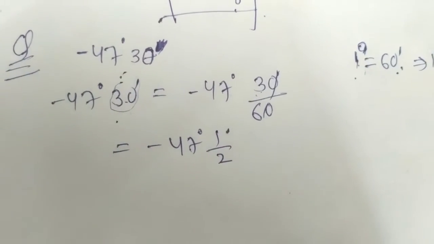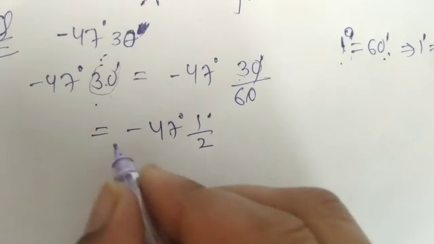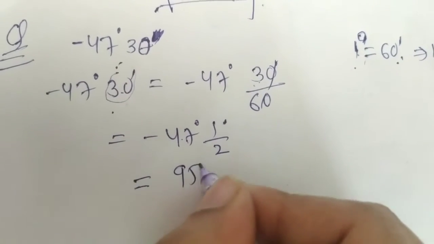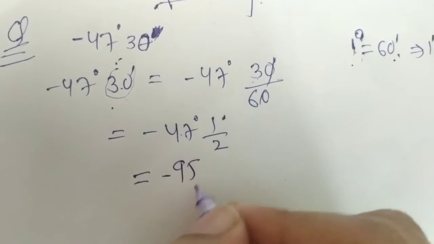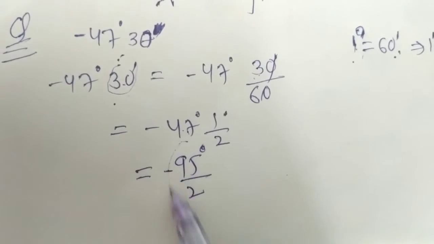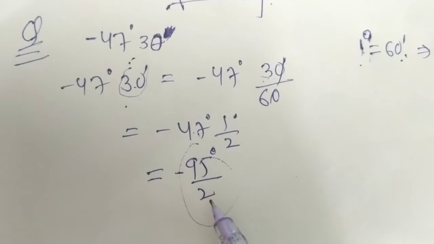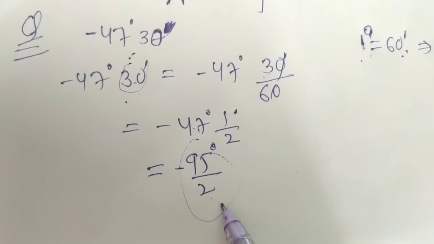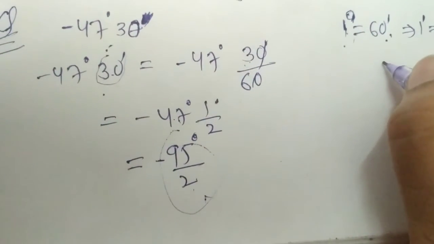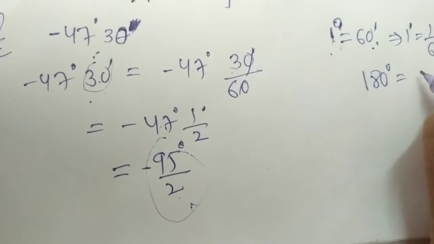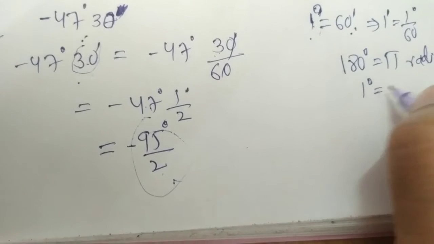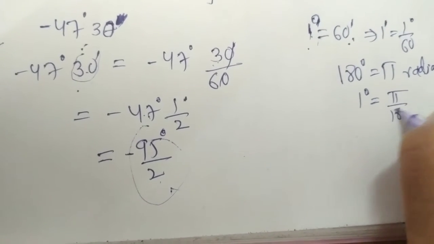This is now also in degrees. So I can write it like this, that is minus 95 upon 2 degrees. Now I have this term in degrees, and I want to convert it into radians. So I have the property that 180 degrees is equal to pi radians. So 1 degree will be equal to pi upon 180 radians.